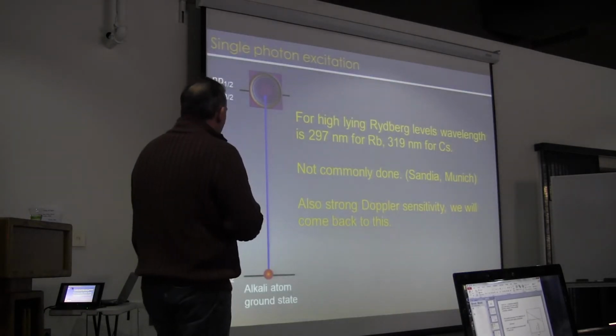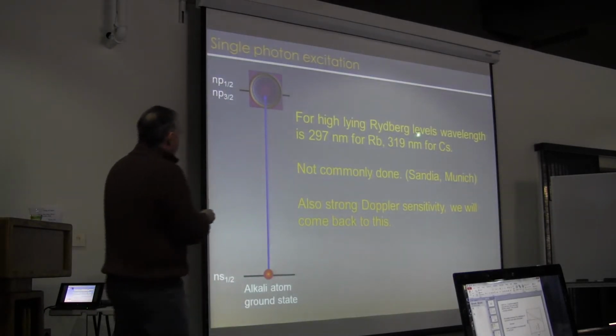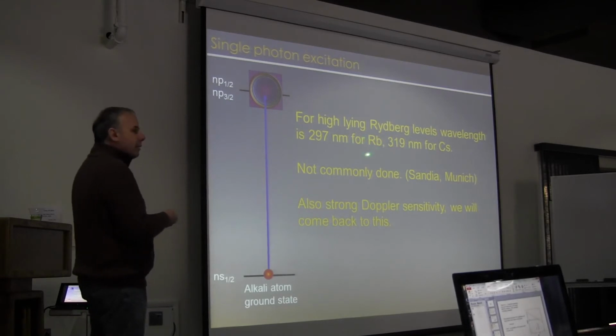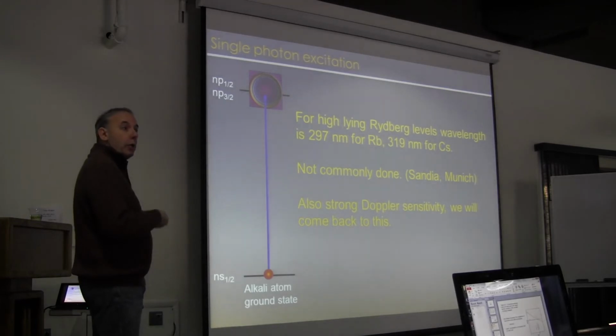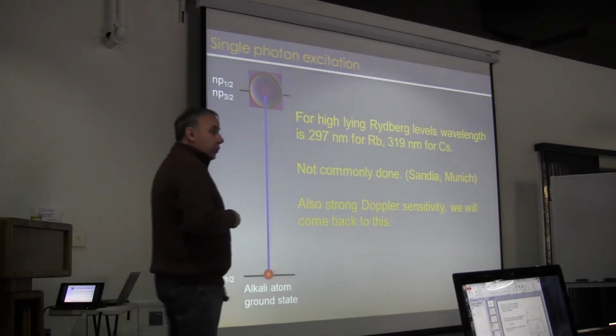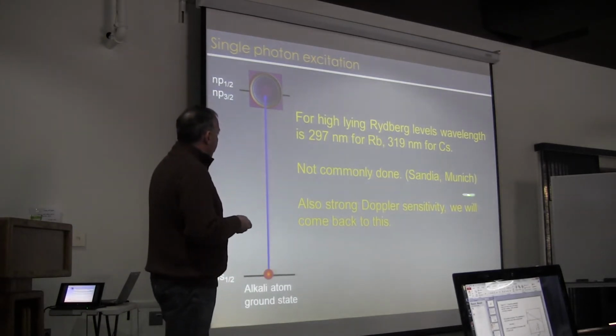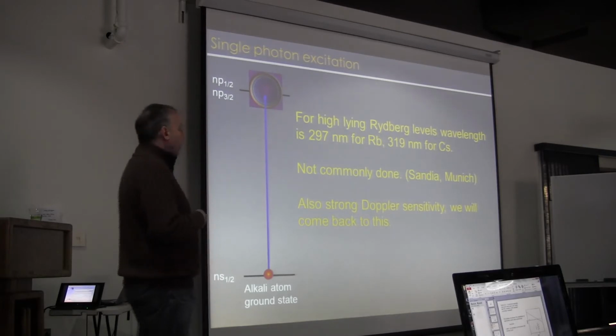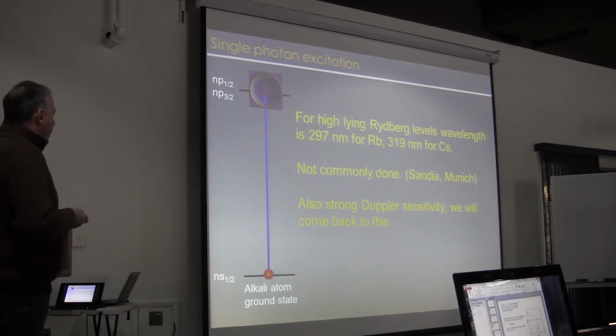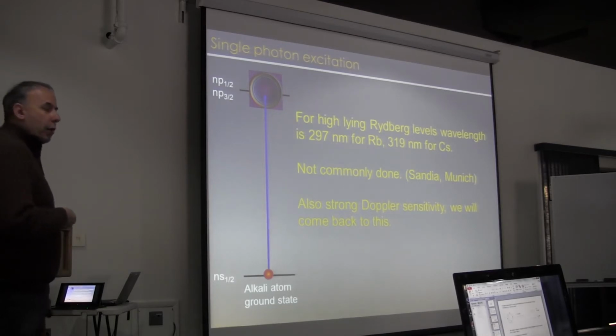Okay. One-photon excitation tends to require very short wavelengths for the alkalis, so it's not done so commonly. There actually have been experiments in the last year showing coherent excitation at Sandia Labs, Grant Biedermann's group, using one-photon excitation in cesium. And I know there are efforts underway to do this in Munich on blockade. There's also strong Doppler sensitivity when you use single-photon excitation, and I'll come back to this.